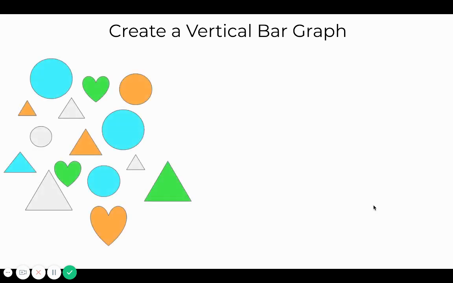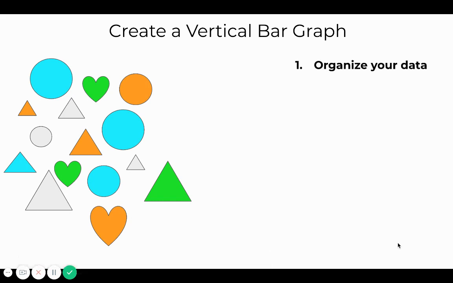Specifically today we're going to create a vertical bar graph, which is going to be very similar to the one you're going to do in your math book today. So you can watch this video and then complete the work in your book, or you can follow along with me and pause after each step to do that step in your book. That's going to be up to you. We're going to go ahead and get started.